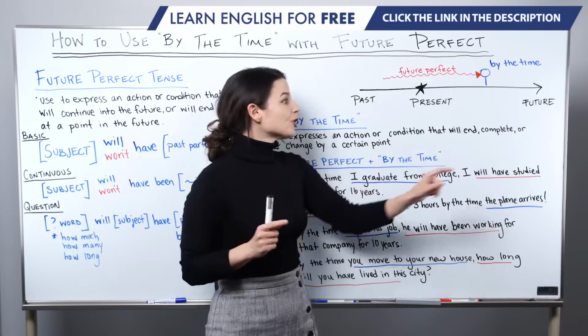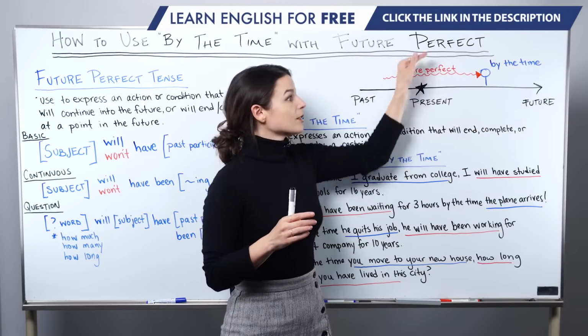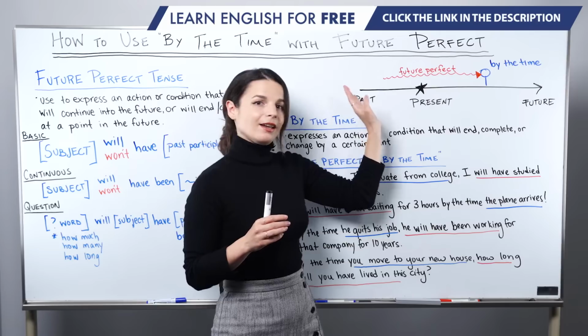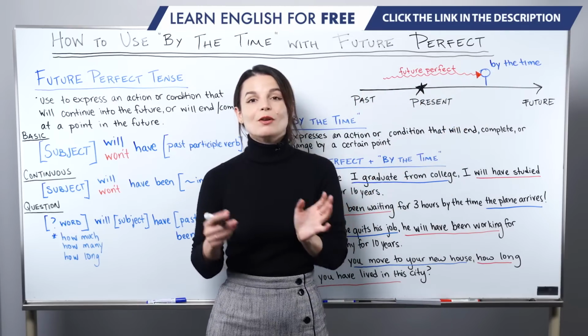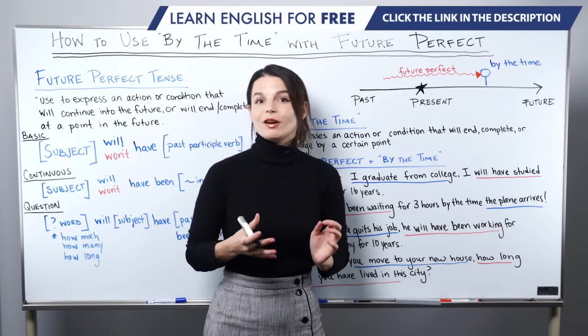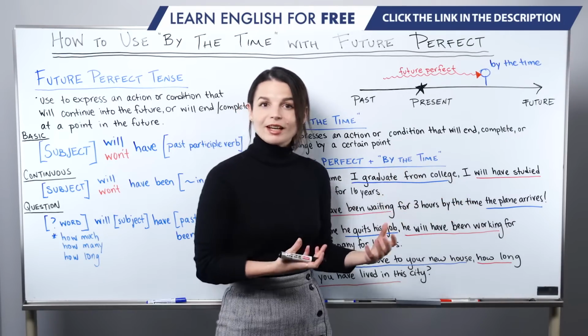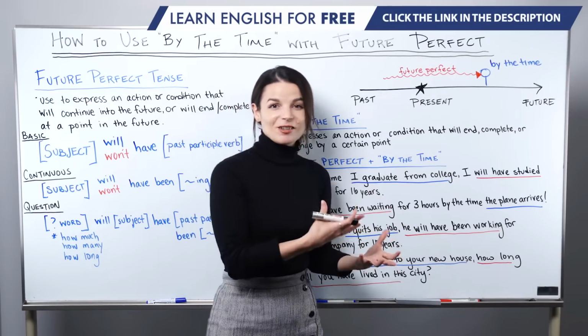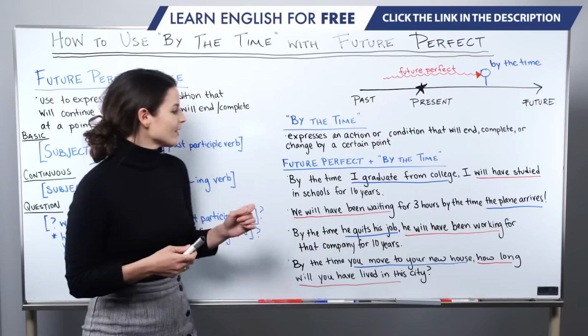They want to mention this future point in time, and the total time studied from the beginning until this future point in time. This is what we can do with by the time and future perfect tense together. We can talk about future points in time and their relationship to our past continuing experiences. Okay? So let's look at another example of this.